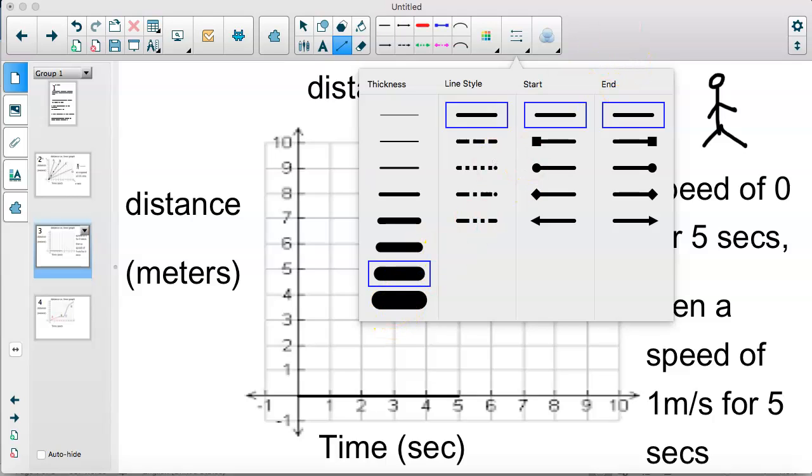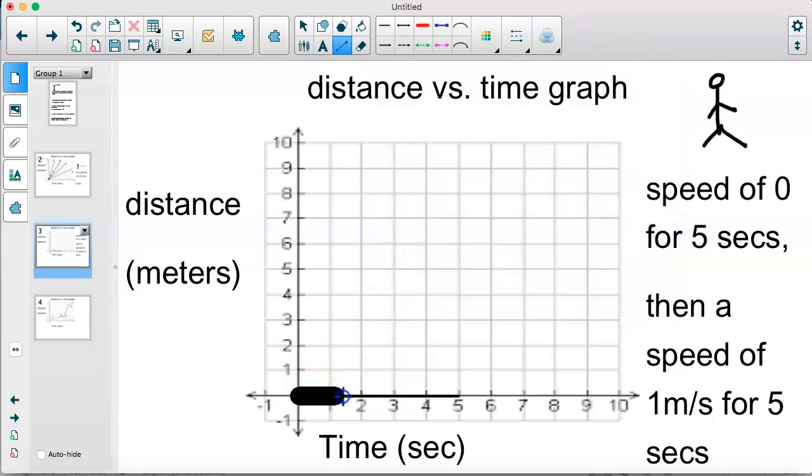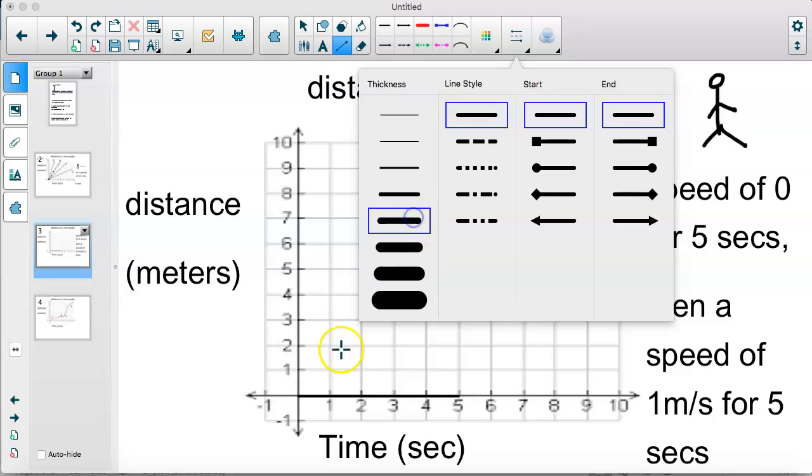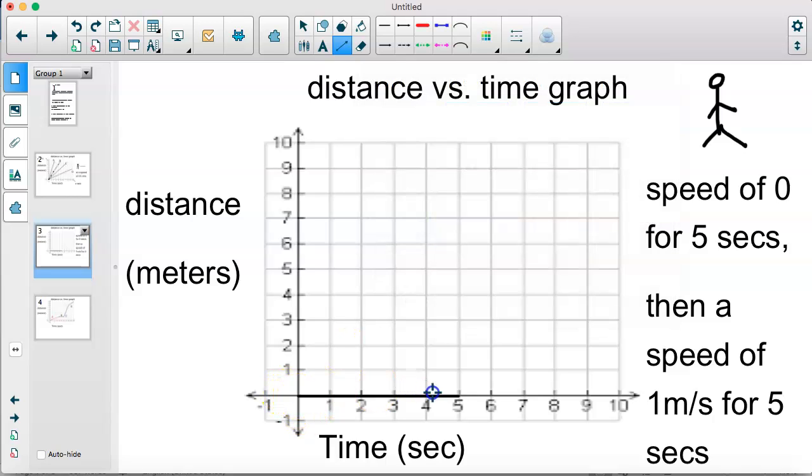There we go. See if we can make that a little, oh, that's way too big. Way too big. There we go. Right in the middle.